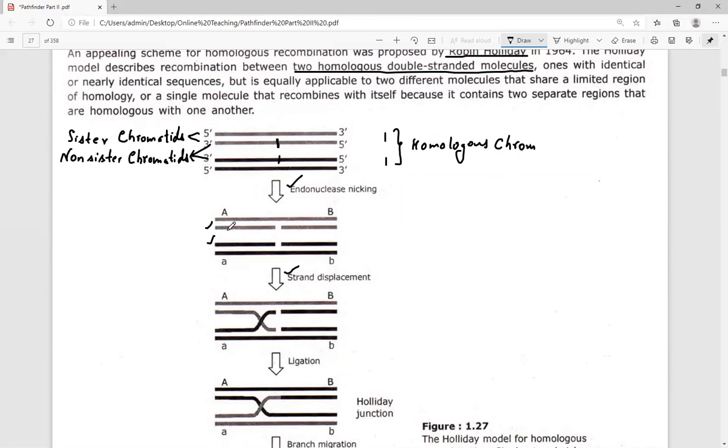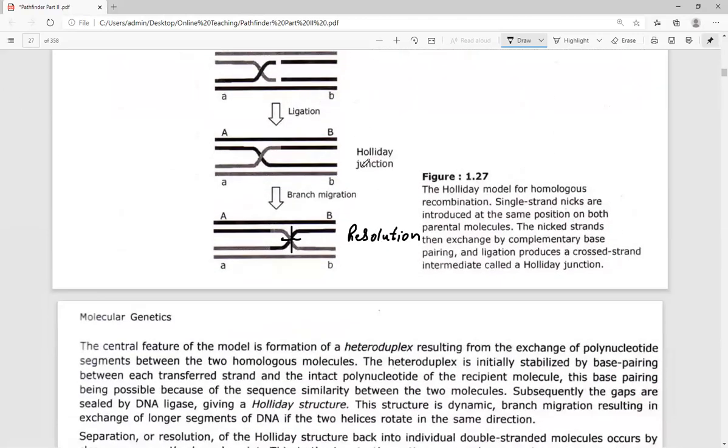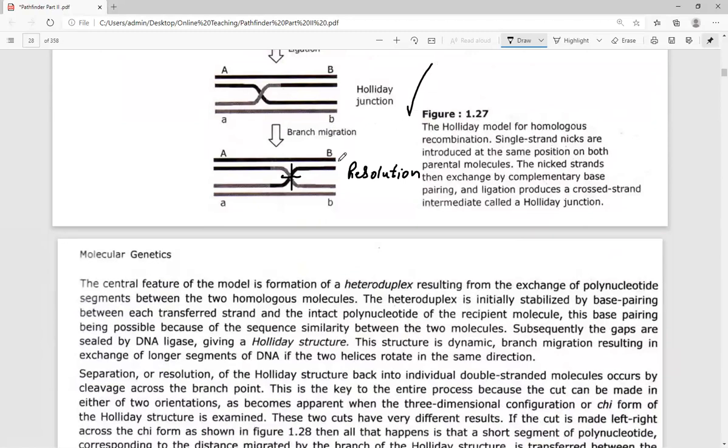Because these two DNA sequences will have either identical or nearly identical sequences present within themselves. Okay, that share a limited region of homology. That will be identical or nearly identical to each other. It can also occur in different regions that share a limited region of homology, as in the case of the integration of lambda phage genome into the chromosomal DNA, or a single molecule that recombines within itself because it contains two separate regions that are homologous to each other. Okay, so here recombination is going to take place.